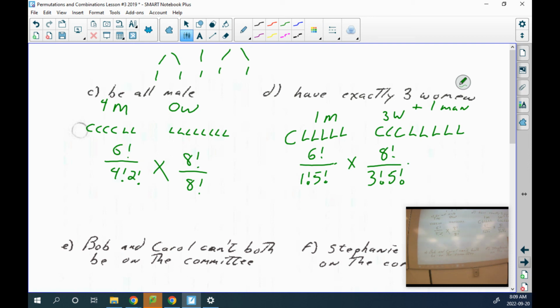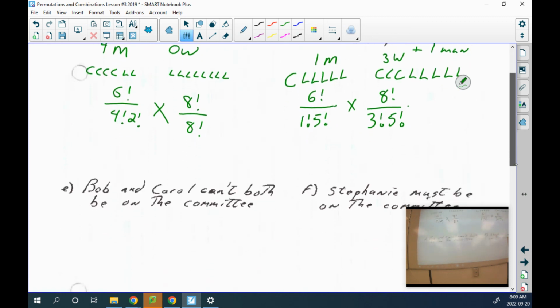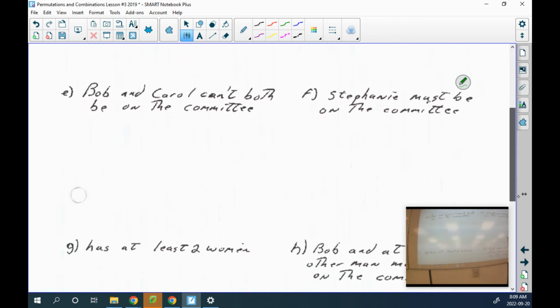So this idea of making words from your problems solves so many problems that I had when I was in high school, trying to figure out which was which. I haven't even talked about permutations and combinations yet.